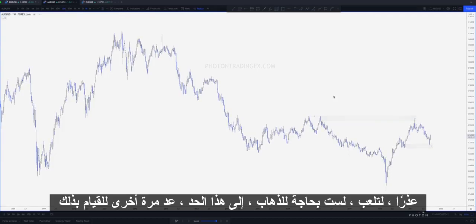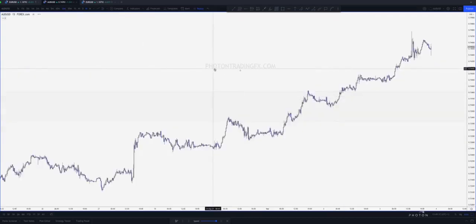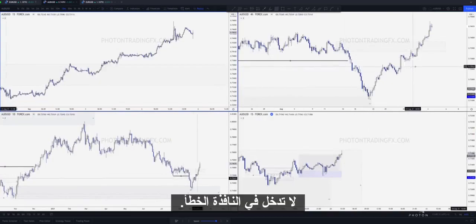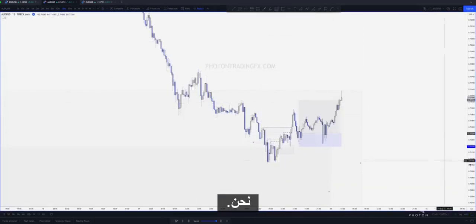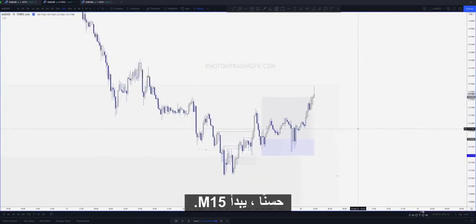So I didn't mean to go that far. Head back to the M15. I've done that on the wrong window. There we go, back here we are. Right, okay, so M15's taken off.